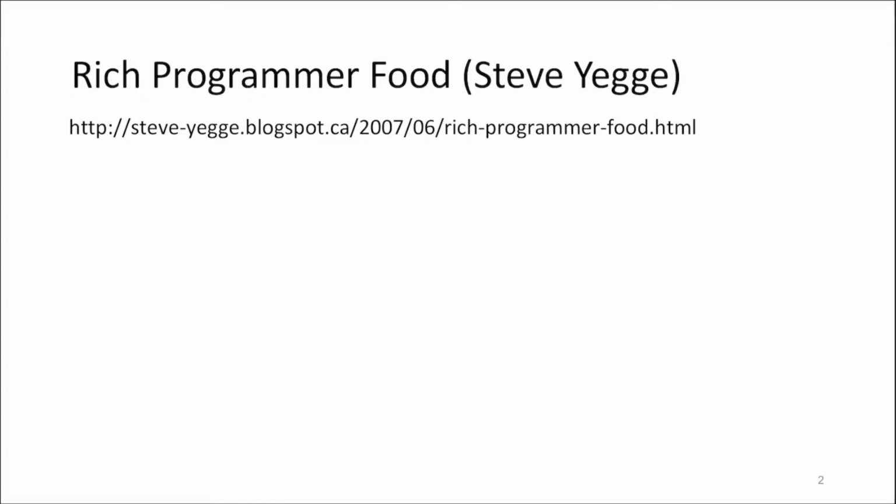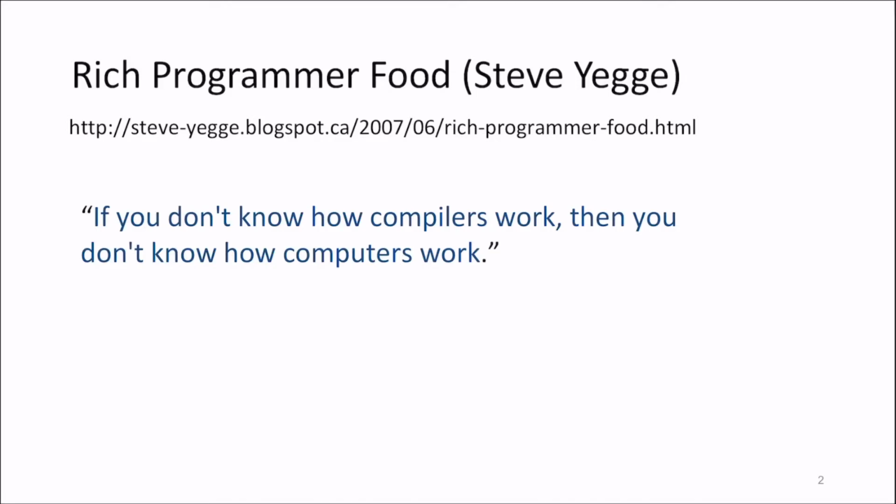The arguments were first laid out in a blog post by Steve Yegge, at the time a developer at Google. The blog post was quite some time ago, in 2007, called Rich Programmer Food, in which he tries to make a case for why you should take a compilers course. The first thing he says is if you don't know how compilers work, then you don't know how computers work. Now this phrase, how computers work, is a little bit vague, and so we'll go into more details with some examples about what exactly he means by how computers work.